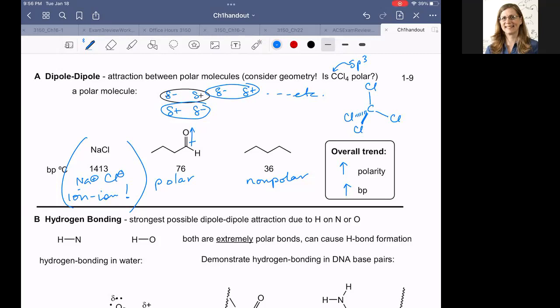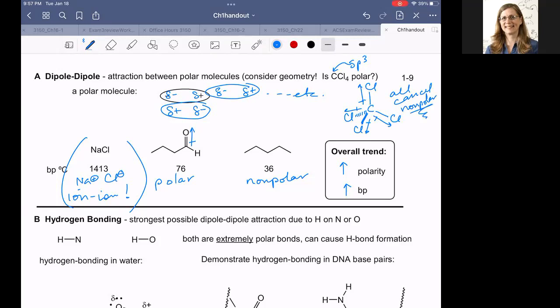Now, yes, it has polar bonds, right? Chlorine is more electronegative than carbon. Each of these chlorine atoms is pulling away, but because it is a completely symmetrical molecule, every single one of those dipoles completely cancel. They all cancel. So it ends up being a non-polar molecule.